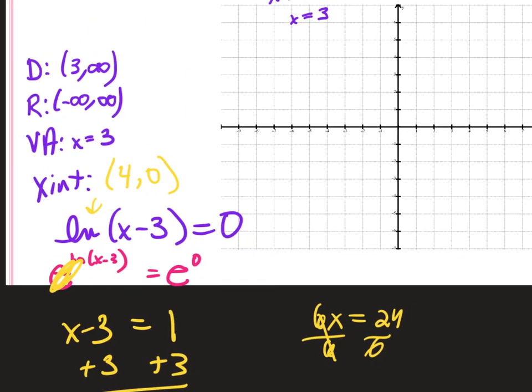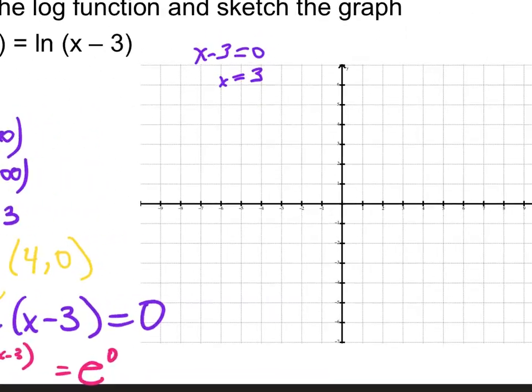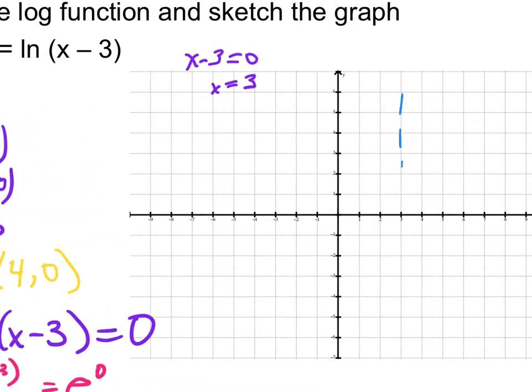So quickly, if I'm going to graph this, I have my vertical asymptote at 3, right? My x-intercept's at 4, so I get real close here, and then I come off to the side. And there is my graph.